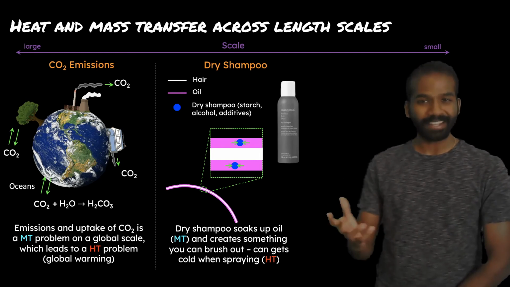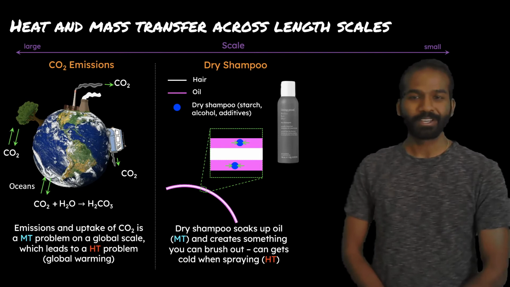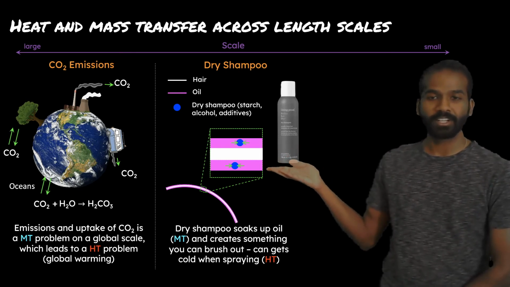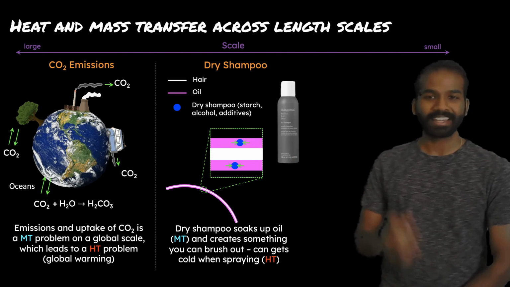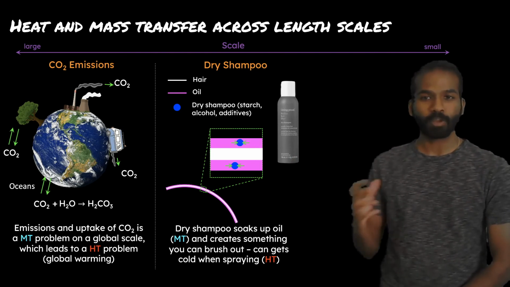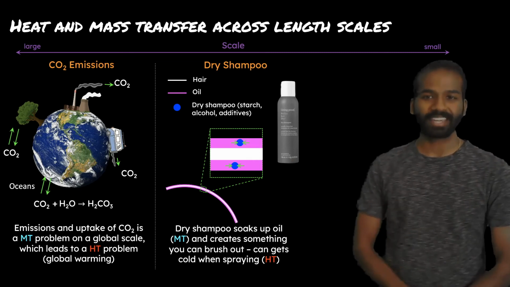There's also an embedded example of heat transfer here, which is that when one uses an aerosolized can, such as that shown here, to spray in the dry shampoo, that can gets cold. There is heat moving from your hand into the can itself.